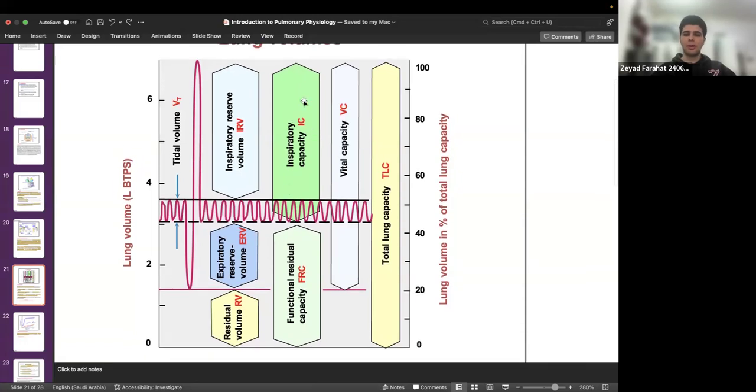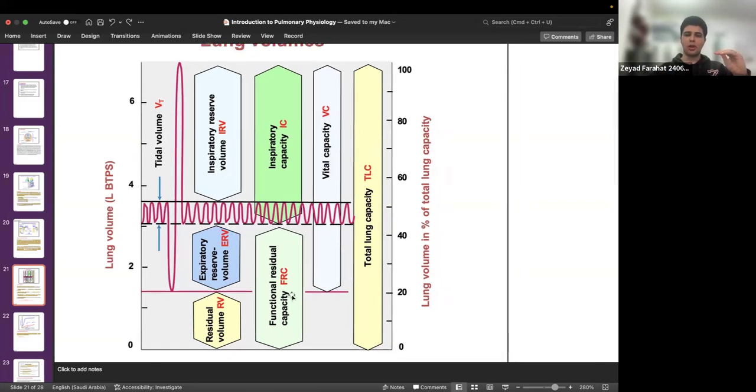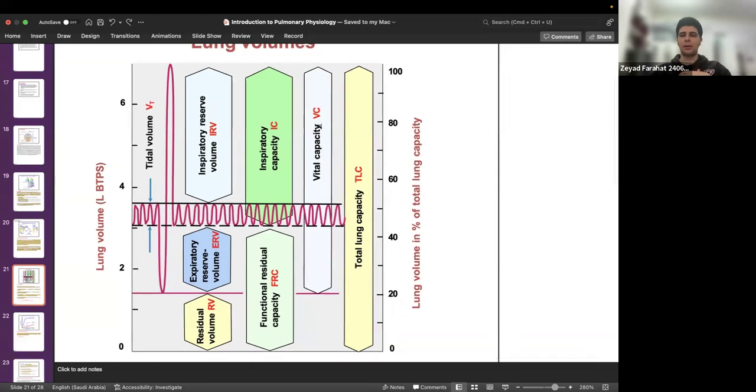So inspiratory capacity is basically the tidal volume plus the inspiratory reserve. And this is all you can inspire, basically all you can inhale from normal expiration up to maximal inhalation. And then we have the functional residual capacity, which is the expiratory reserve volume and the residual volume. So you go from normal expiration to maximal expiration, and there's still some volume of the lung remaining, so you add that to the amount that you just expired. And the vital capacity.